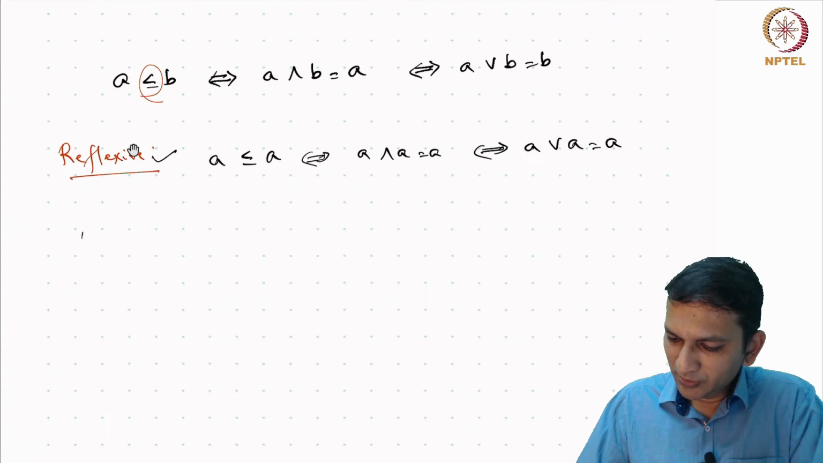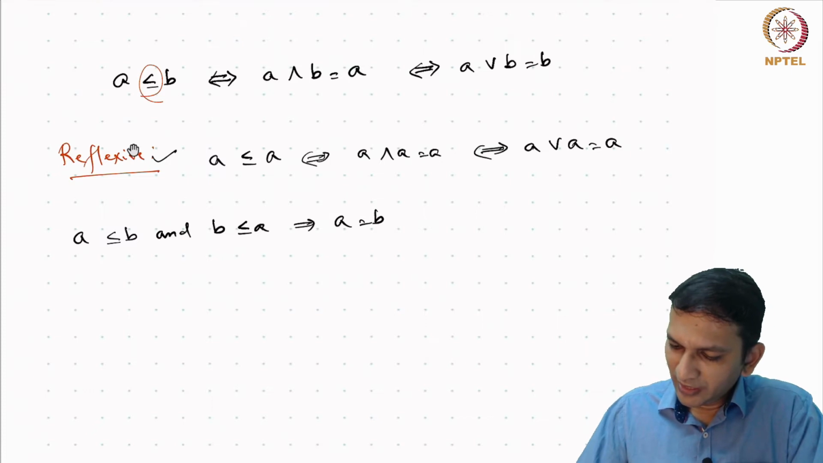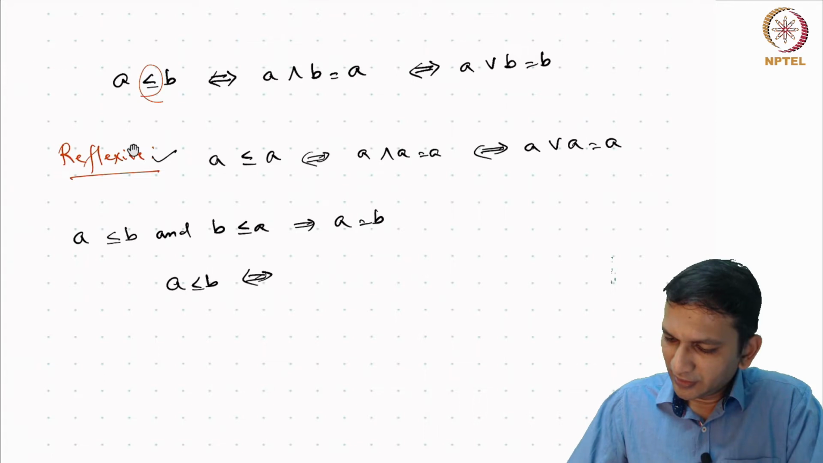Now the next question is, is it antisymmetric? So for antisymmetry, what we want is, if A is less than or equal to B and B is less than or equal to A, this should actually imply that A is equal to B. But now, when you say A is less than or equal to B, this means A meet B is actually A.